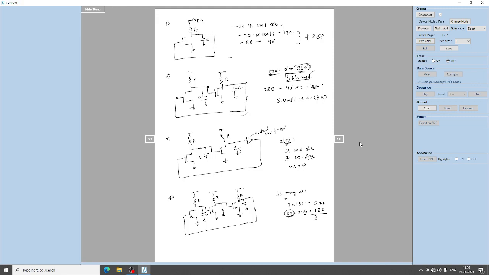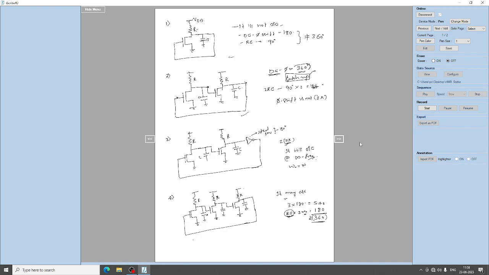So in total it becomes 2 times 360°, 720°, right. So if you choose this condition, then it will oscillate, right. So now how to choose that? That is what we are going to look at here.